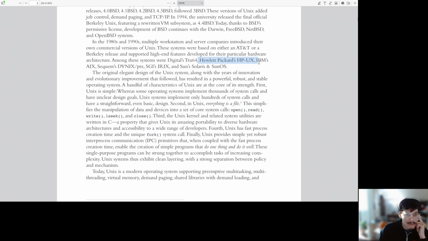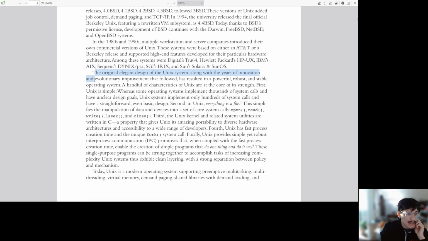So I think HPUX, AIX, and Solaris are still used today. Like they're still being developed today. So Unix is still out there. Unix has it in its Unixy form, other than BSD, I guess.